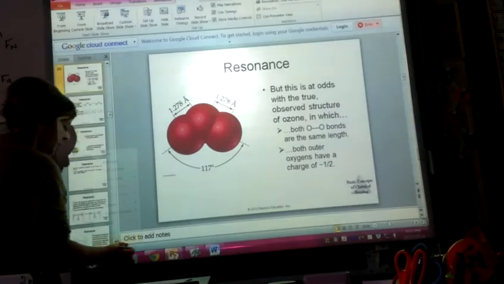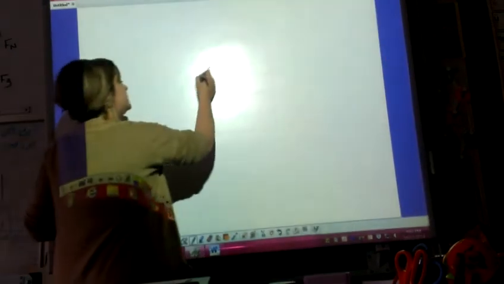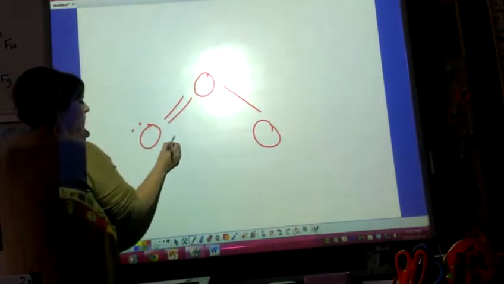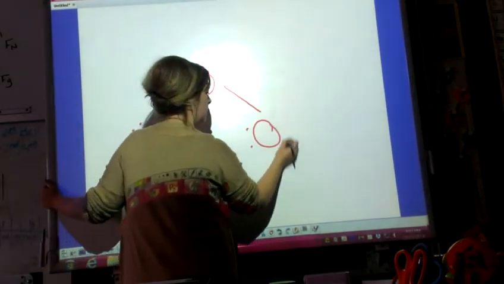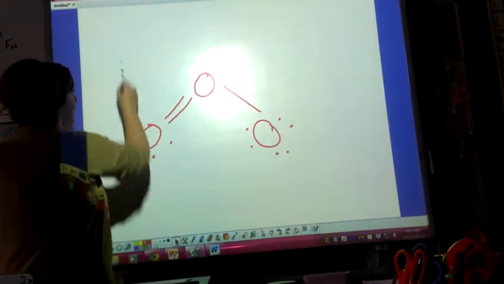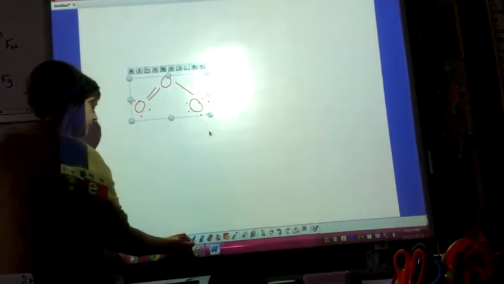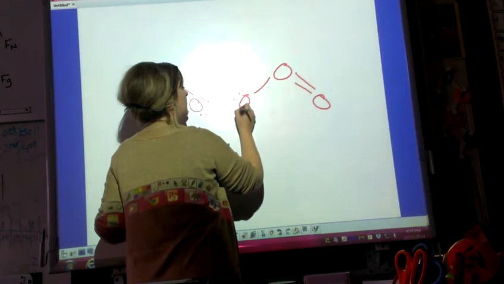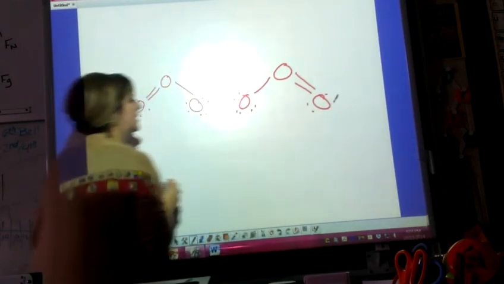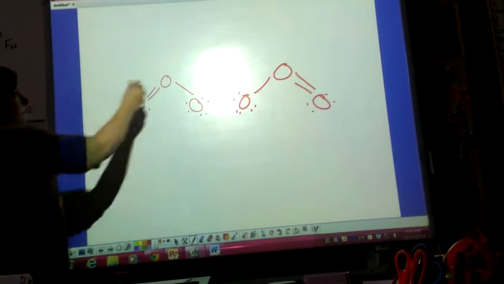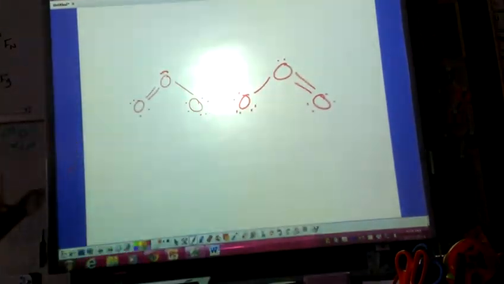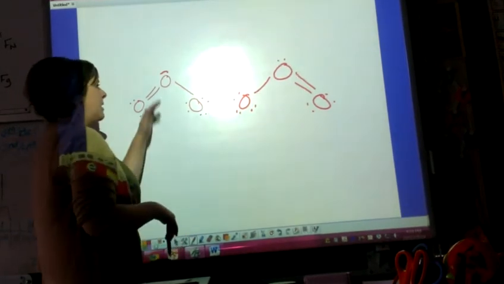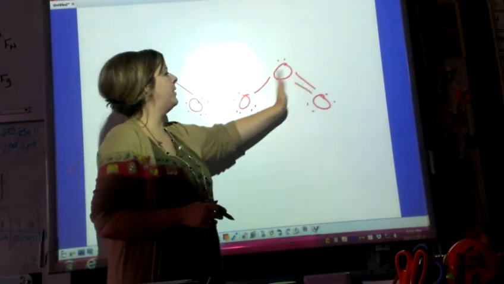So before, let me go back really quick. Ozone I could draw this way. And I realize I drew that really big. Or I could draw it like that. Okay, so because I could draw them either way, the double bond could be here, single bond here, or double bond here, single bond here.